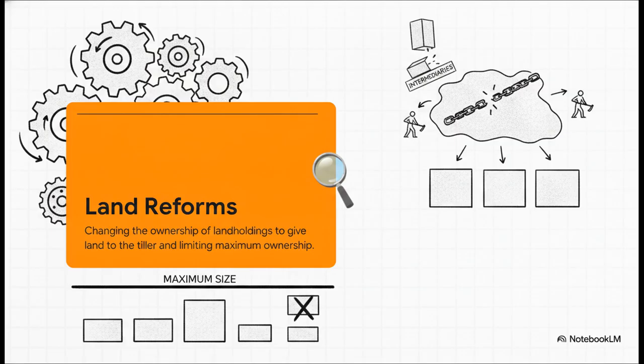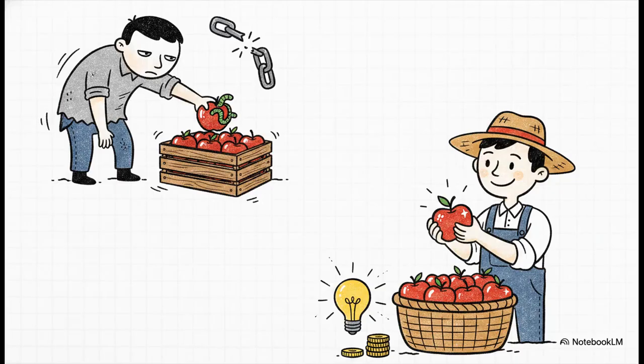They also set up land ceilings, basically capping the maximum amount of land any one person could own, just to break up those massive, unfair monopolies of property. And here is exactly why ownership matters so much. Think of this Soviet fruit analogy.